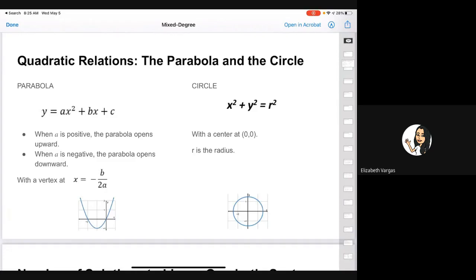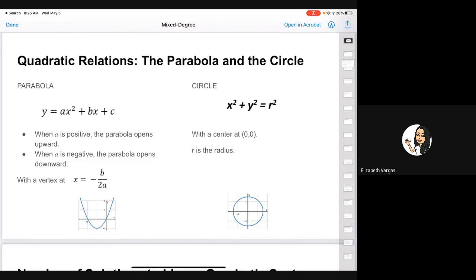Whenever we have a parabola, we use this standard form equation, which is y equals ax squared plus bx plus c. We've seen this one before, and we know a little bit about the relationships between these different variables. If a is positive, the parabola opens upward. If a is negative, the parabola opens downward. We also know how to identify the vertex, which is x equals negative b divided by 2a. That gives us our vertex, which represents this point right here.